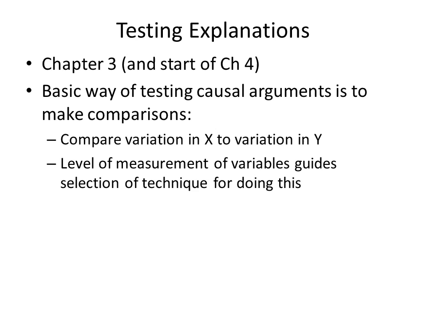In chapter 3 and at the start of chapter 4, Pollock turns our attention to testing these causal explanations that we've developed. And one of the basic ways of testing causal arguments is to make comparisons. That is, we want to compare variation in X to variation in Y. How are different values of our causal factor related to different values in our effect or response or dependent variable? And the level of measurement of these variables, both X and Y, guides our selection of techniques for making these comparisons.